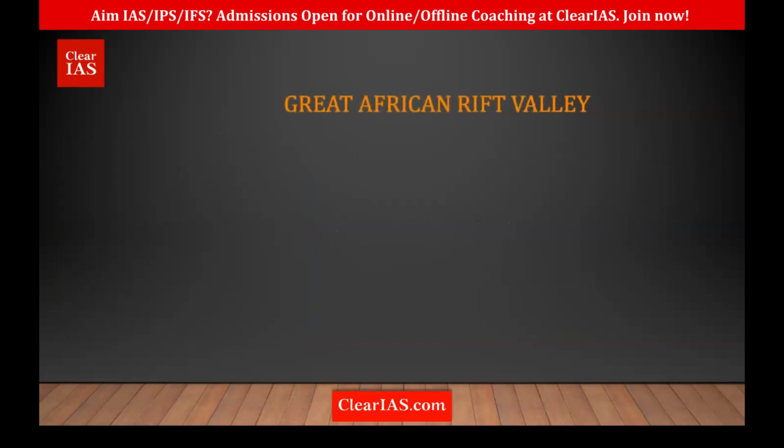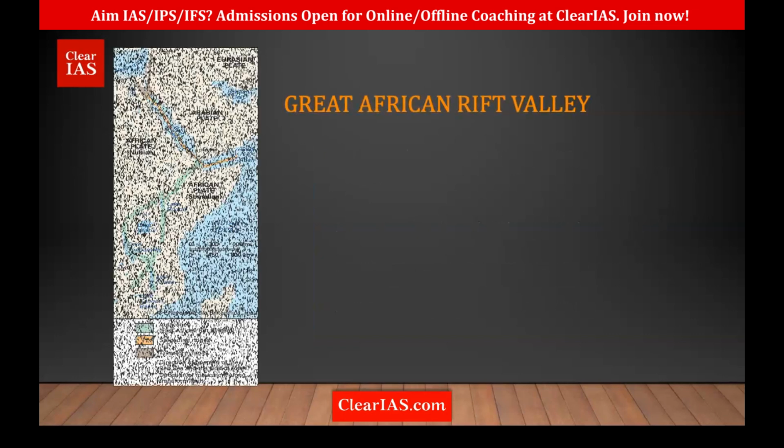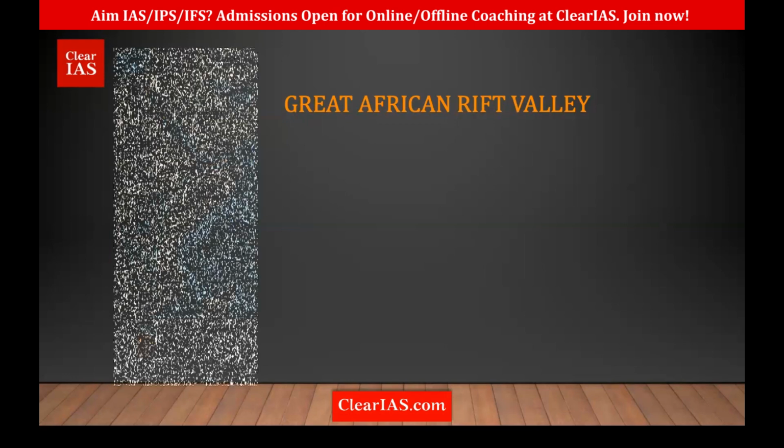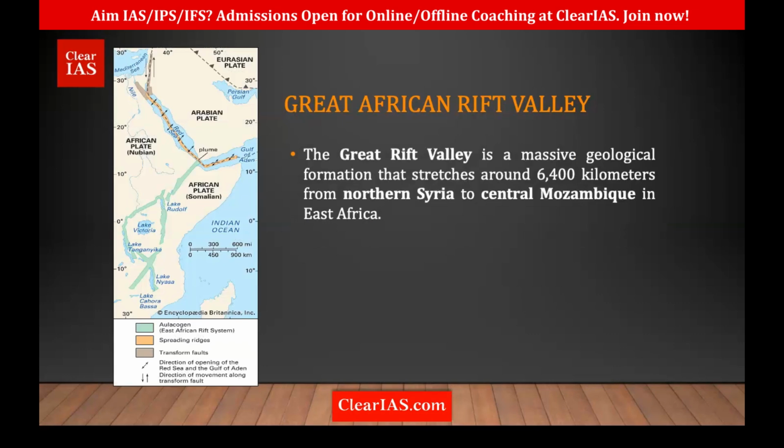Okay, next important one is the Great African Rift Valley. When we spoke about the Great Lakes of Africa, where are they located? They are in the Great African Rift Valley. But another interesting fact is that this Great African Rift Valley is not just in Africa. It's actually called the Great Rift Valley. It starts from Syria, up on top, somewhere there. It goes all the way along the border of Jordan. There is a Jordan River there, and the Jordan River is a part of this Great Rift Valley.